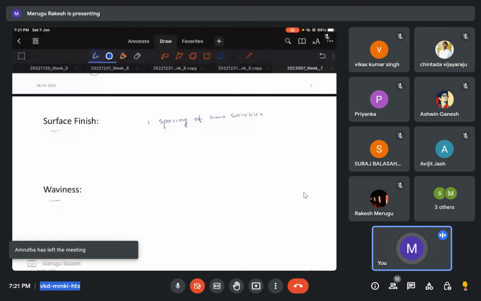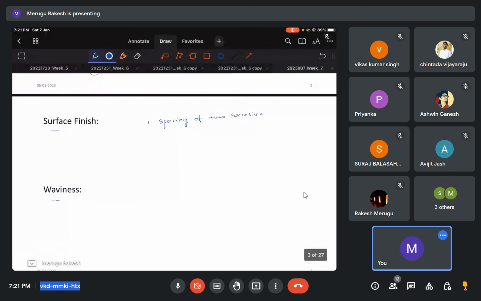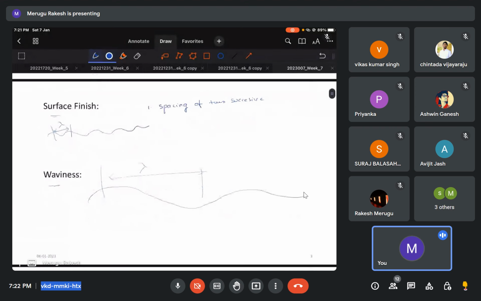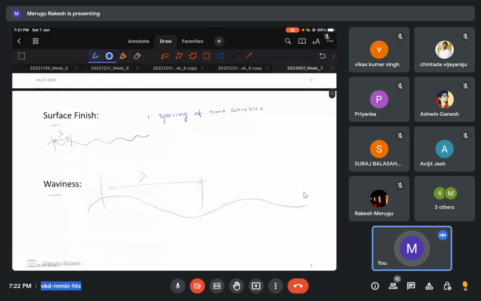Okay. And someone also pointed out the spacing of two successive peaks. So I can just see this wavelength. Suppose in surface finish this is the wavelength, and in waviness this is the wavelength. Okay, now you are getting it. So this is something related to surface finish and waviness.